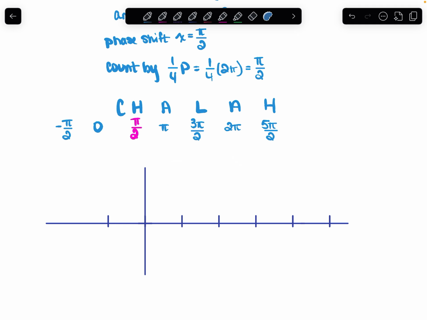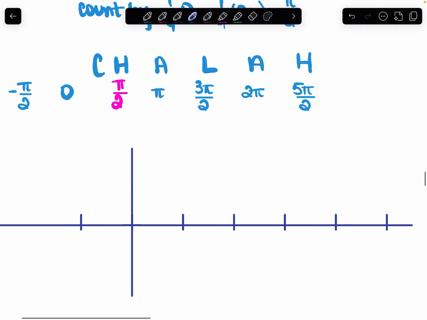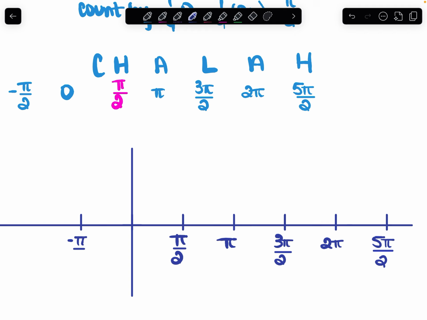Okay, so let me get my critical values labeled. So pi half is the first one past 0. Pi, 3 pi half, 2 pi, 5 pi half. And then 0, we don't label 0, and then negative pi half.